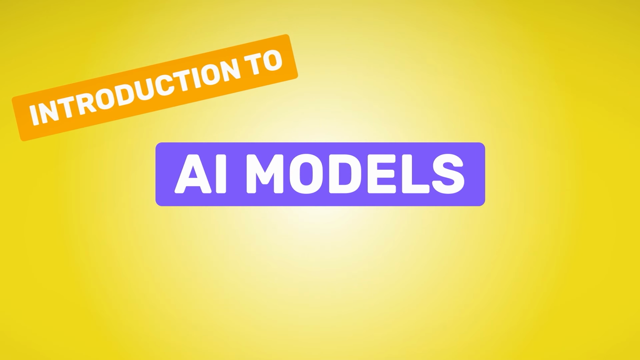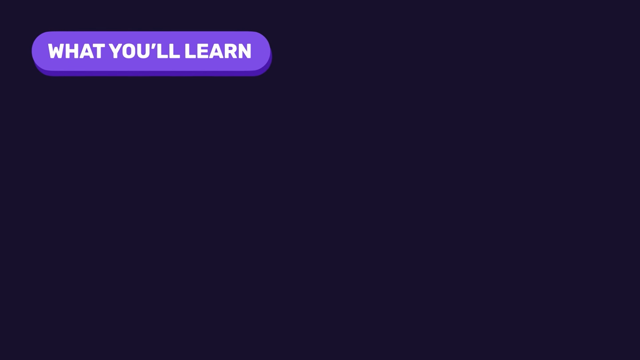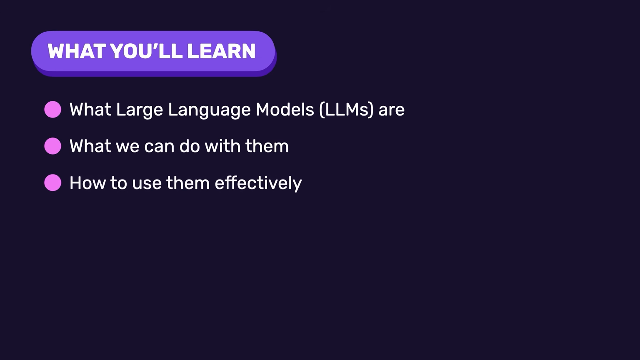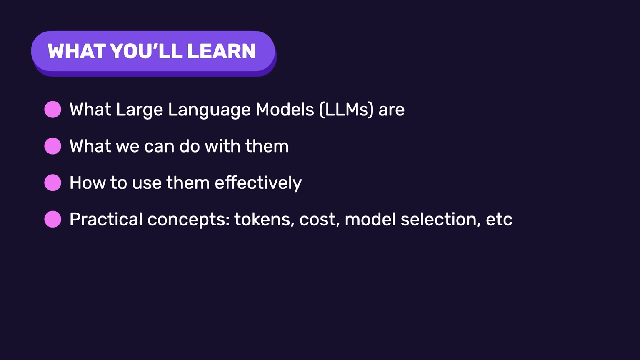Welcome back. In this section, we'll lay the foundation for everything we'll build in this course. We'll explore what language models are, what we can do with them, and how to use them effectively in real-world applications. We'll also cover practical concepts like tokens, cost, model selection, and key settings that shape the model's behavior. Even if you have used ChatGPT before, this section will give you a solid mental model. So when we start building, you'll know exactly how and why things work the way they do. Now let's jump in and get started.